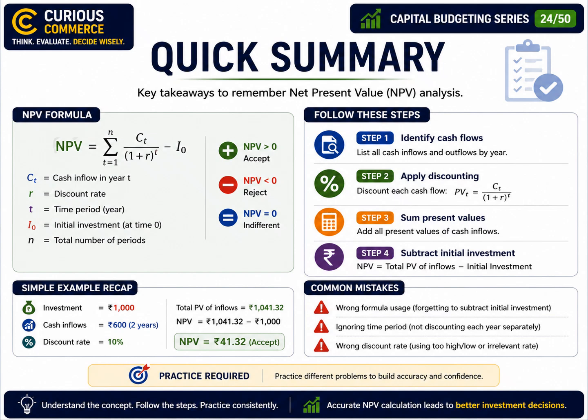Let us quickly summarize today's learning. Today we understood the complete NPV formula, the meaning of CT, R and T, step-by-step calculations logically, practical numerical approaches, and common mistakes. Most importantly, you now understand why the formula works. That is more important than memorization. Practice more numericals and this concept will become very easy.